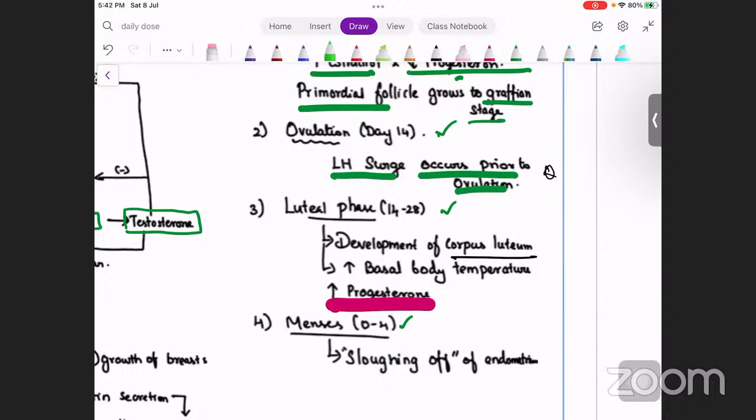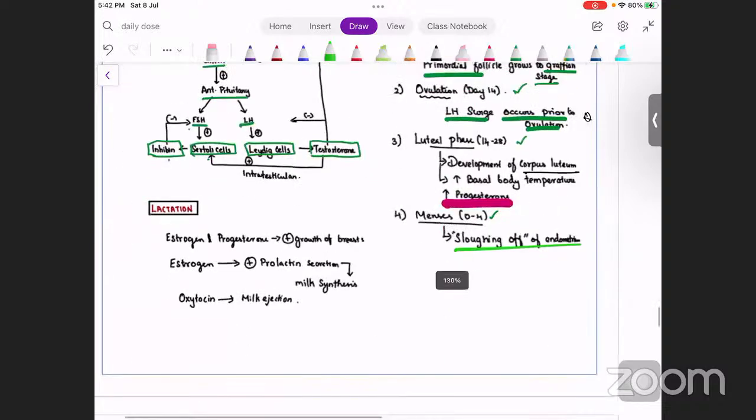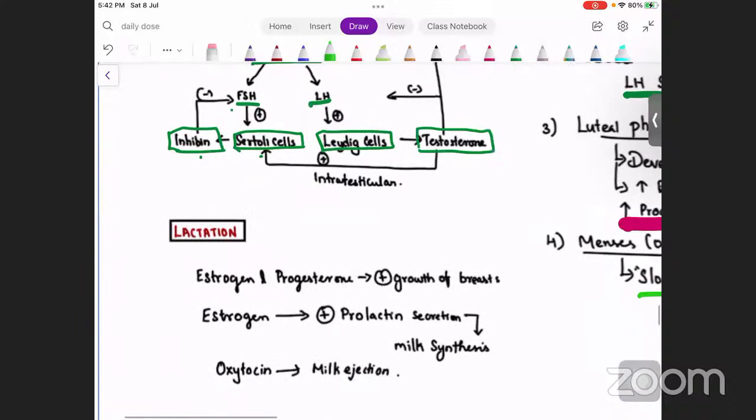And in menstruation, the corpus luteum will be converted into corpus albicans, and then sloughing off of your endometrium will happen there. Then there's lactation. Lactation is a 5-star rated topic, people.